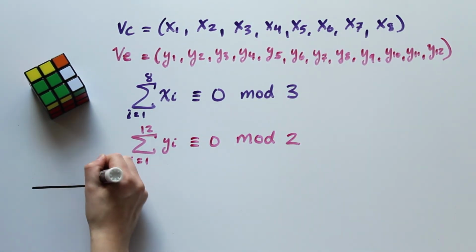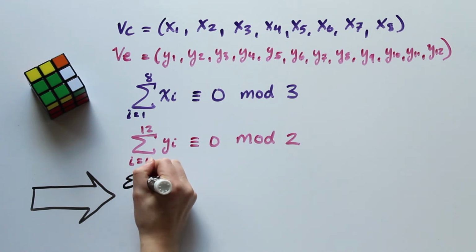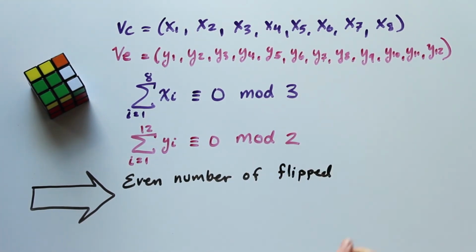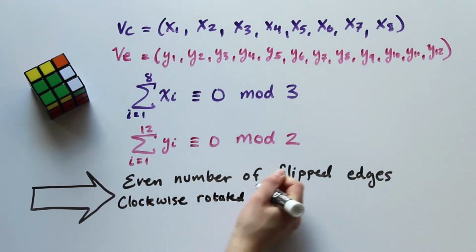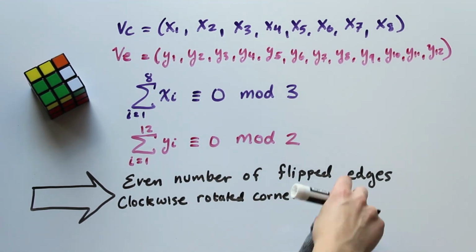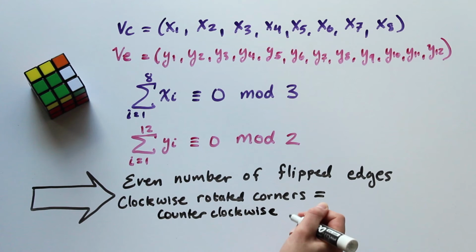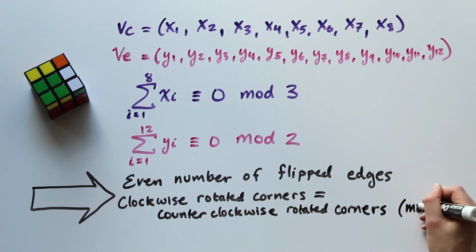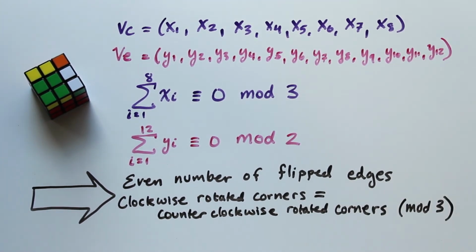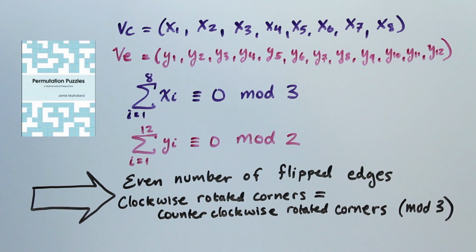These facts give two properties of a valid arrangement of the cube. First, there must be an even number of flipped edges. Second, the number of clockwise rotated corners and the number of counterclockwise rotated corners must be equal modulo 3. Again, if you're interested in getting all of the details on orientation, be sure to check out the book that I've linked down below.